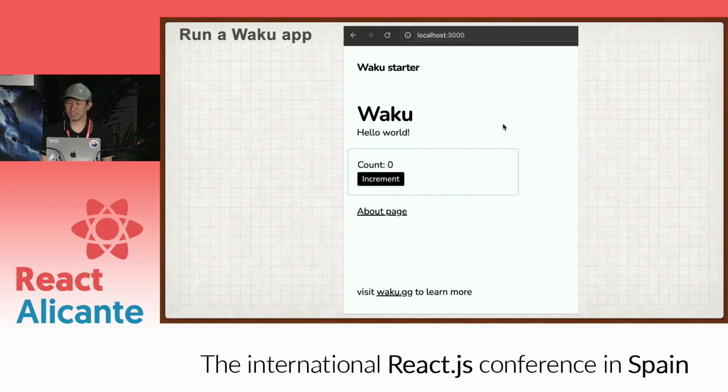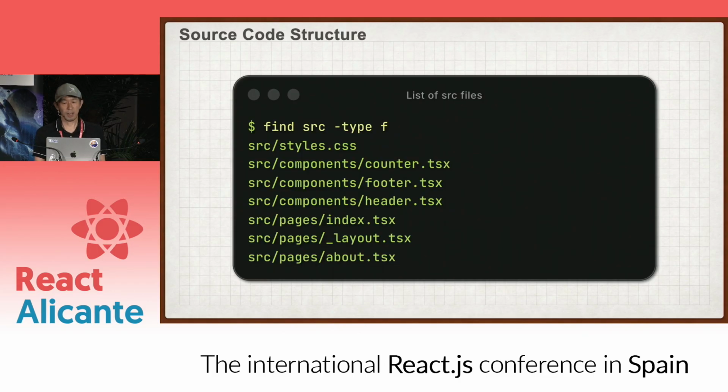The starter project has 2 pages, which are server components, and it has 1 client component. Even though it's a tiny project, it shows some key features of Waku. Now, let's look at the source code structure. Here is the source code structure of our starter project. This list shows the files in our source directory. The important directory is src/pages. It is for file-based routing.